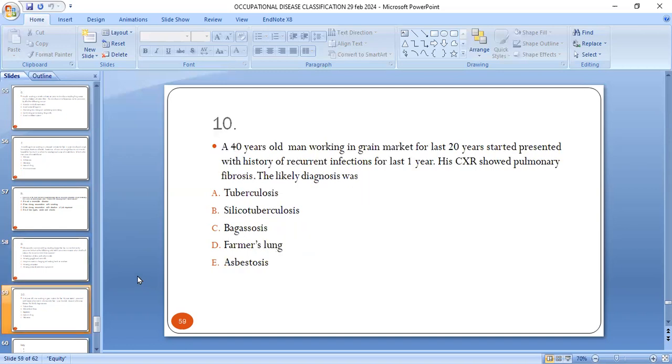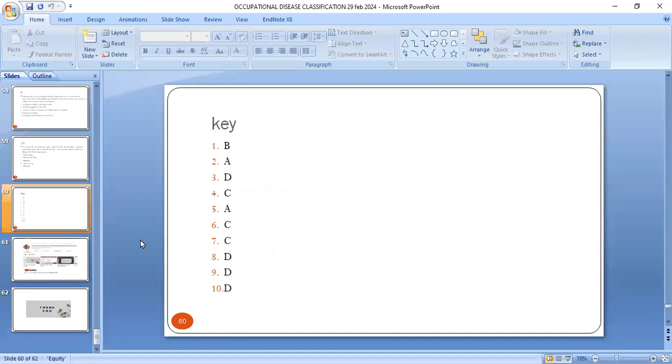Last MCQ: a 40-year-old man working in a grain market for the last 20 years started presenting with a history of frequent infections for the last 1 year. His chest X-ray shows pulmonary fibrosis. The likely diagnosis would be tuberculosis, silicotuberculosis, bagassosis, farmer's lung, or asbestosis. E. It's farmer's lung. The workers of grain dust are most likely to develop farmer's lung. This is the key of the MCQs.